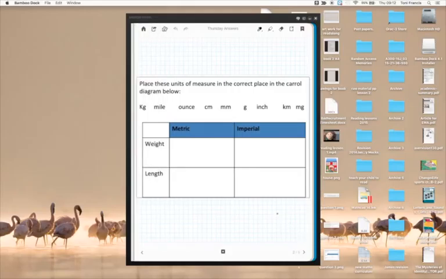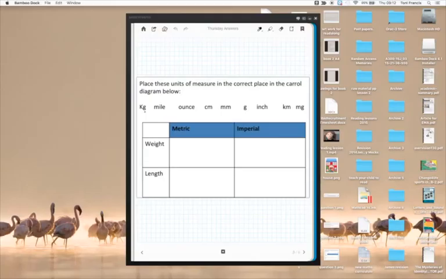Question 3. Place these units of measure in the correct place in the Carroll diagram. So before we start, let's have a look what we're sorting. We want metric and imperial. So metric is what we use now, and imperial is things like inches and ounces and pounds that we used to use but we don't use anymore. And then we're looking for weight or length.